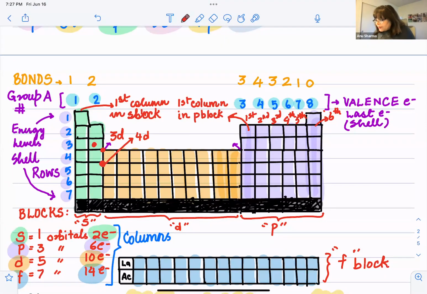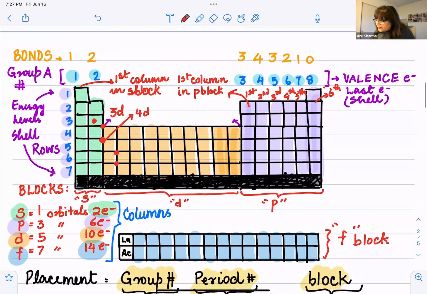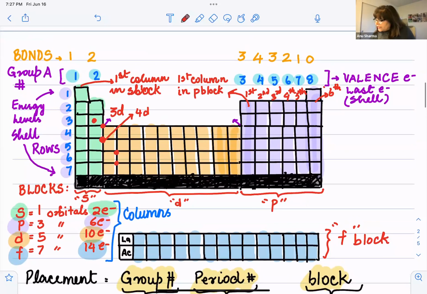And then these are the F blocks. The F blocks get transitioned out and placed separately, otherwise the periodic table will extend too much. F blocks are basically the rare earths. They're not very common.